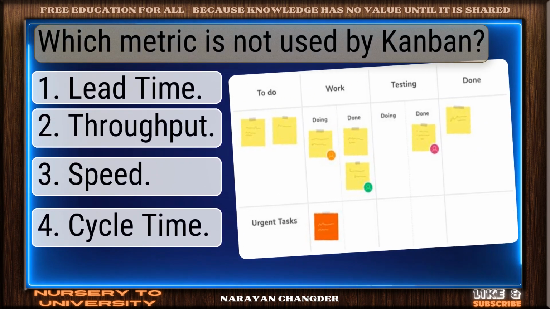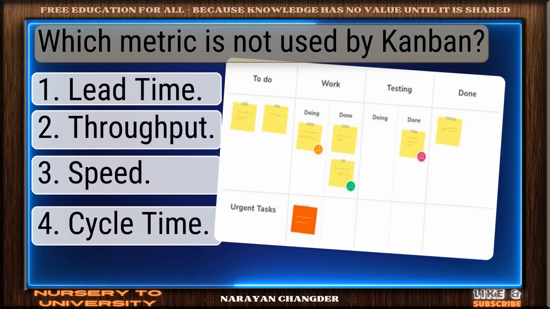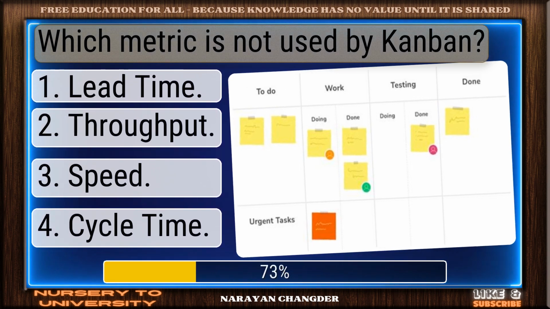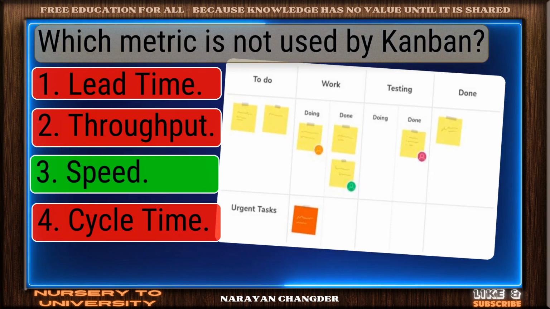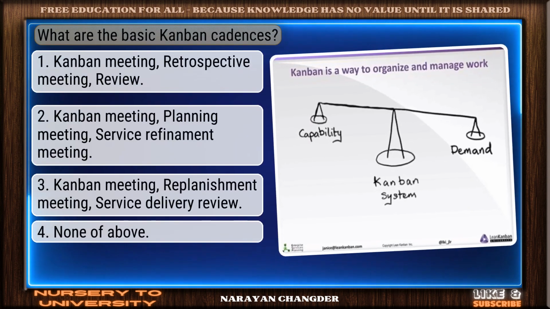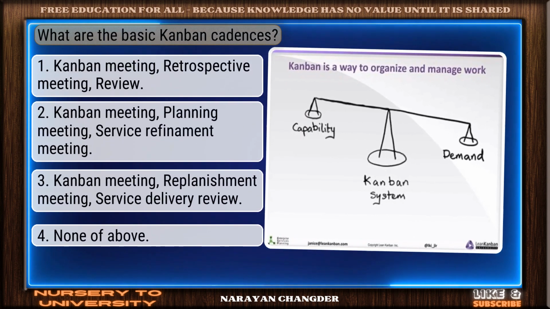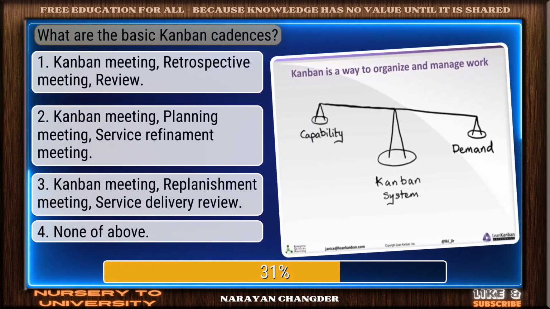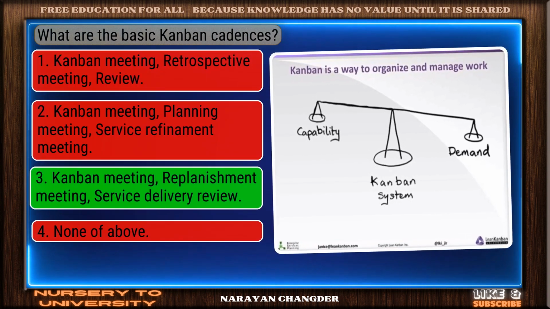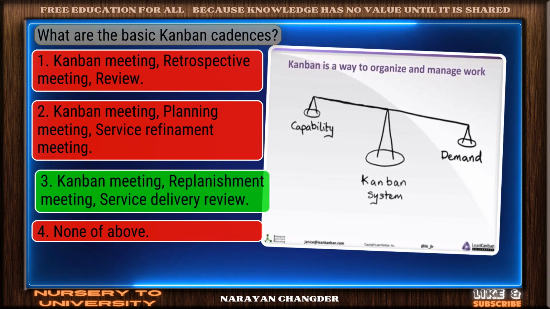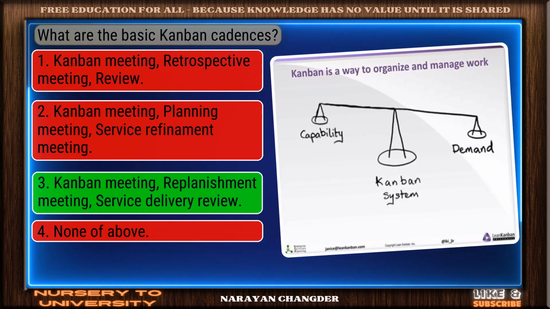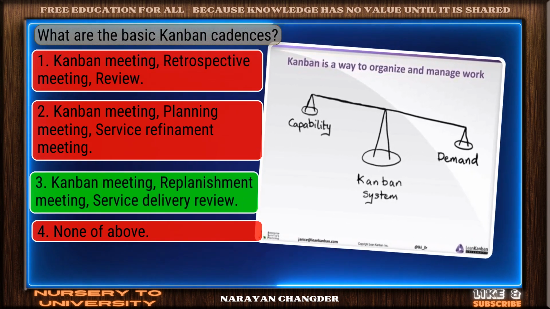Question number 25. Which metric is not used by Kanban? Clear logic. Your choice, speed, is sound and 100% true. Question number 26. What are the basic Kanban cadences? Excellent choice. Kanban meeting, replenishment meeting, service delivery review is the right answer.